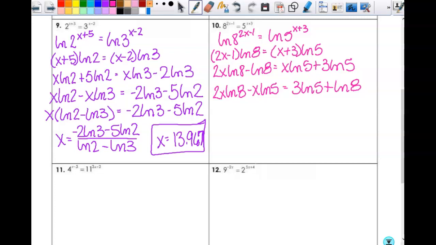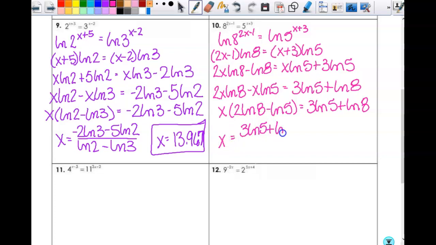Then I have two terms that have x in it, not like terms, so I have to factor it out. Get x times 2 times the natural log of 8 minus the natural log of 5 equals 3 natural log of 5 plus the natural log of 8. Pretty much this just looks way worse than it really is, and you just got to make sure you don't lose anything anywhere. Then we divide, so x equals 3 natural log of 5 plus the natural log of 8 over 2 natural log of 8 minus the natural log of 5. Then we type it in.